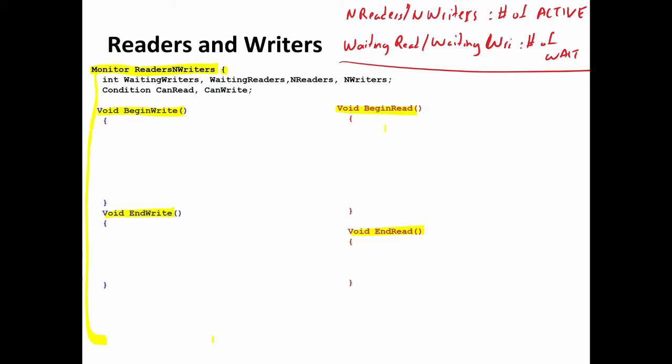And the same thing with the readers: it calls begin read, after it returns from that, then it can read, and then it does an end read. And here we have basically the variables can read and can write. Now let's see how we can solve this.